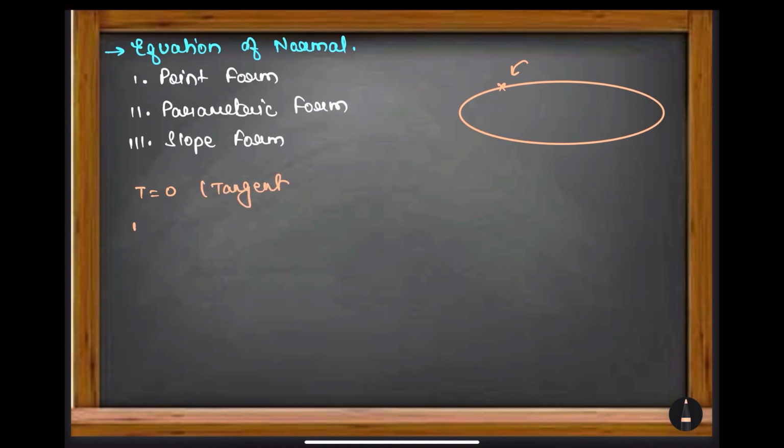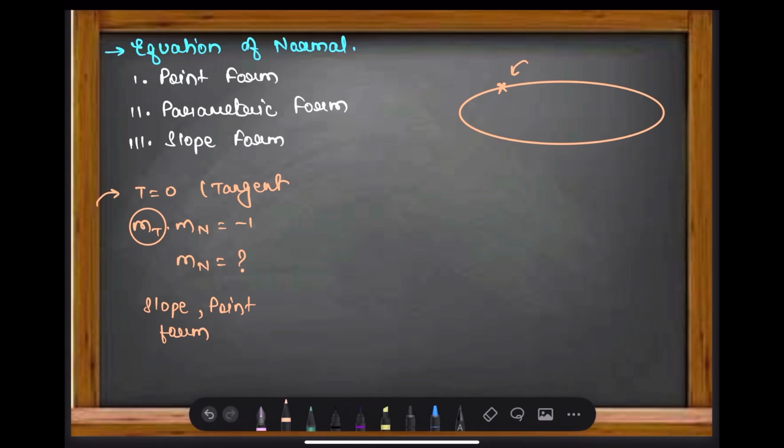Okay, now you know that slope of tangent into slope of normal is -1. You can find out the slope of tangent because of this equation. So you can find out the slope of normal, correct? Suppose that you got the slope of normal and you have a point on the curve. So can you use the slope point form to write down the equation of line, correct?